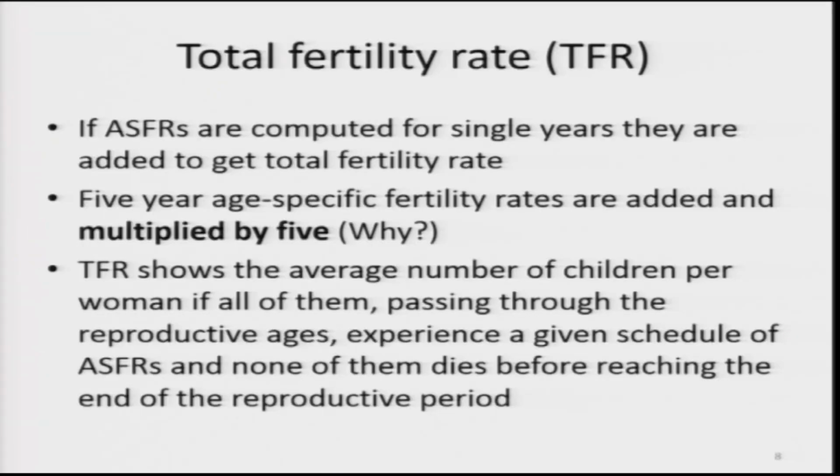Now, total fertility rate shows the average number of children per woman if all of them passing through the reproductive ages, means 15 to 49, experience a given schedule of age specific fertility rates and none of them dies before reaching the end of the reproductive period.